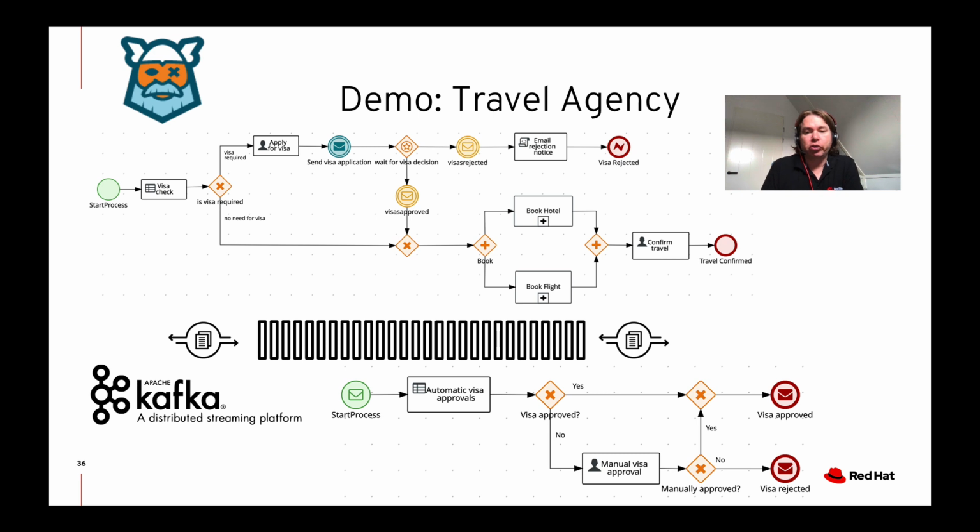We come to the demo. So the first demo that I'll show you is our travel agency demo. And what I want to show you in this demo is how we utilize messaging and how we utilize events in Apache Kafka to intercommunicate between different process definitions. So this demo is built up of two applications, a travels application and a visa application.